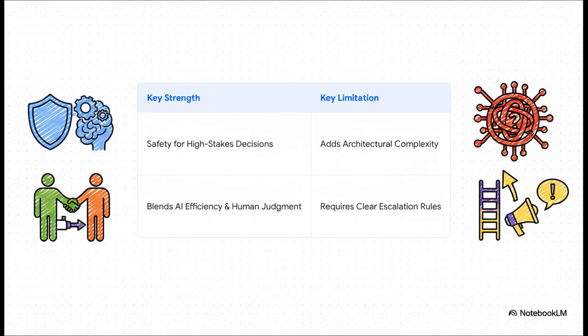We're talking finance, legal work, or moderating sensitive content, anywhere a bad automated decision could have serious consequences. It's the best of both worlds, really. You get the speed of AI, combined with the judgment and accountability of a real person.